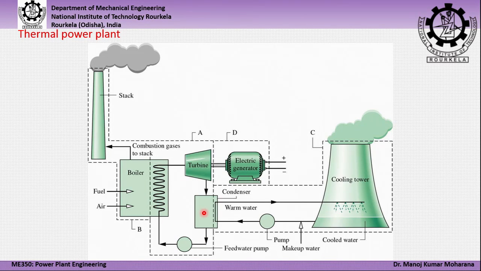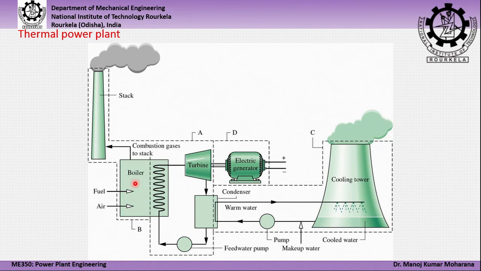Therefore, we take the help of another device called a condenser, where with the help of cold water or coolant, we extract the heat out of this low pressure steam, so that it can be converted into liquid, and this liquid can be fed into the boiler again using a pump. This completes one cycle, where water is used as the working fluid. For the purpose of heating, we require combustion of the fuel with the help of air. As a result of the combustion, heat is generated, and this heat gets transferred to the water, where it is converted from liquid state into the vapor state.